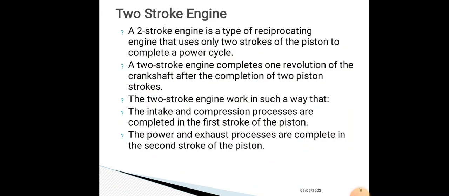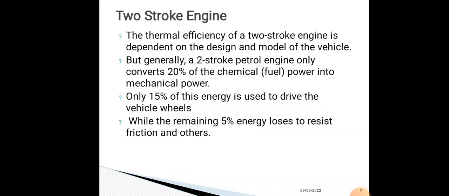Next, we are going to see the 2-stroke petrol engine. A 2-stroke engine is a type of reciprocating engine that uses only 2 strokes of the piston to complete a power cycle. The 2-stroke engine completes one revolution of the crankshaft after the completion of the 2 piston strokes. The intake and compression processes are completed in the first stroke of the piston. The power and exhaust processes are completed in the second stroke of the piston.